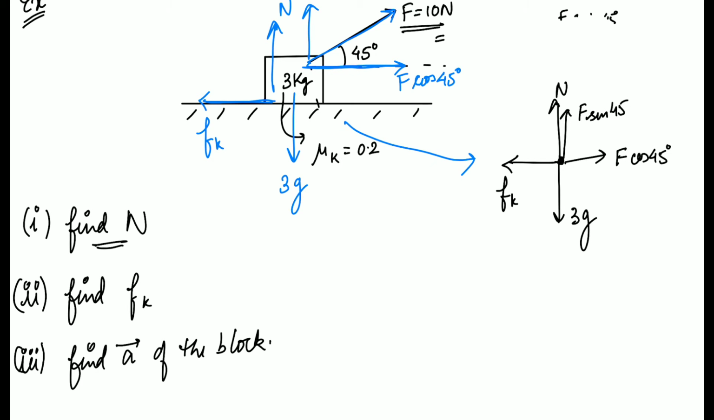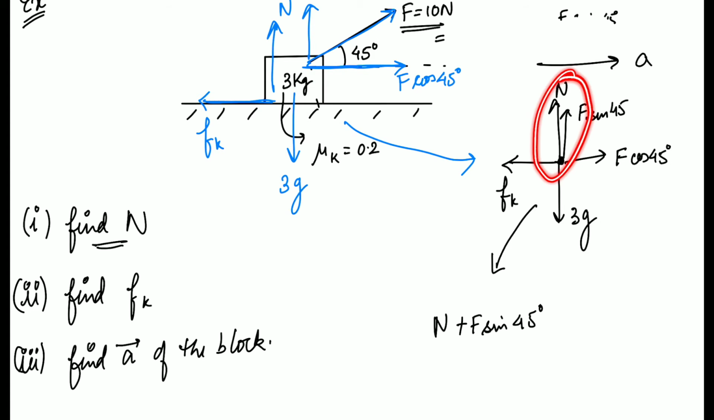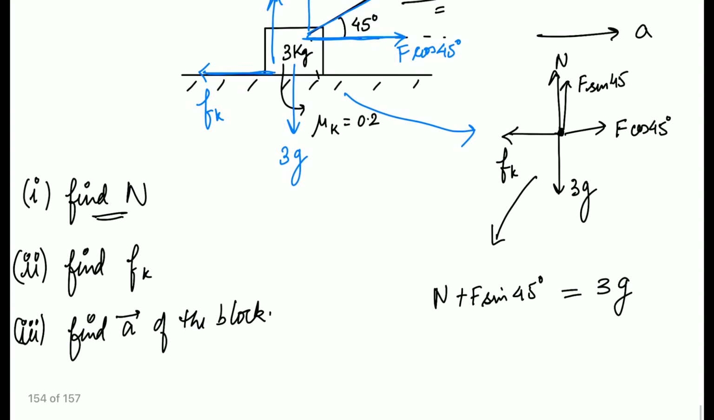First thing is we need to find out the value of the normal reaction. From this free body diagram, if I talk about the vertical components, they are in equilibrium, because there is no vertical movement here. So I can simply write N plus F sine 45 must be equal to 3 times g. Yes or no?